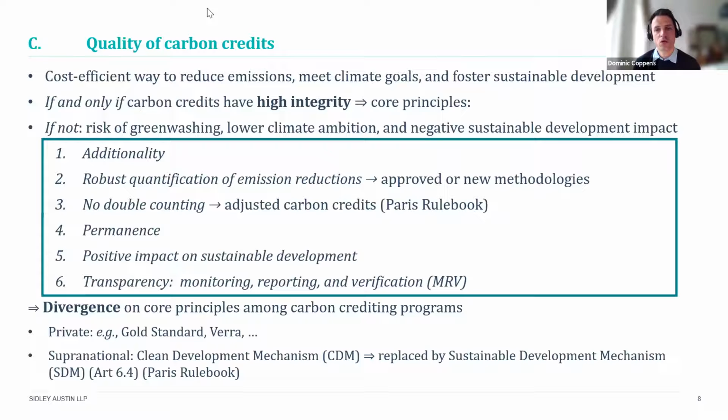Then the second one, and that goes to the question of the quantification. You want to have a very robust quantification of the emission reductions.